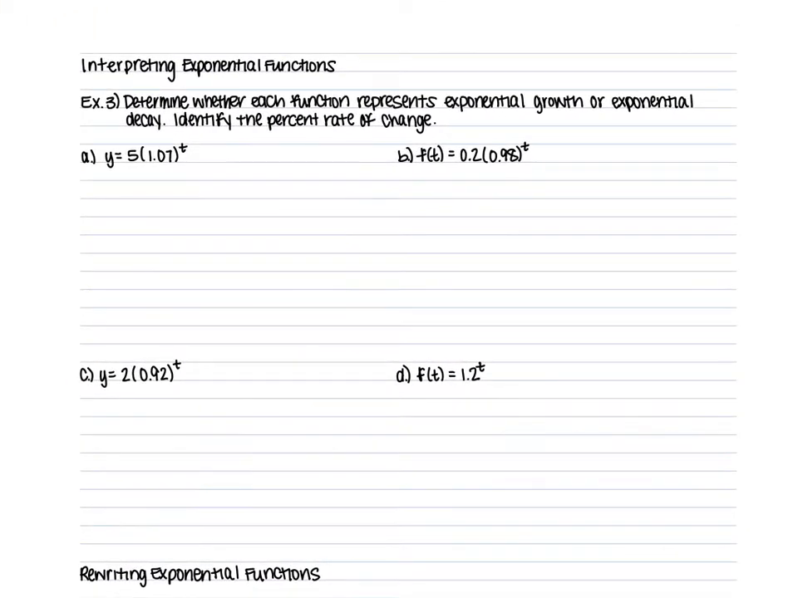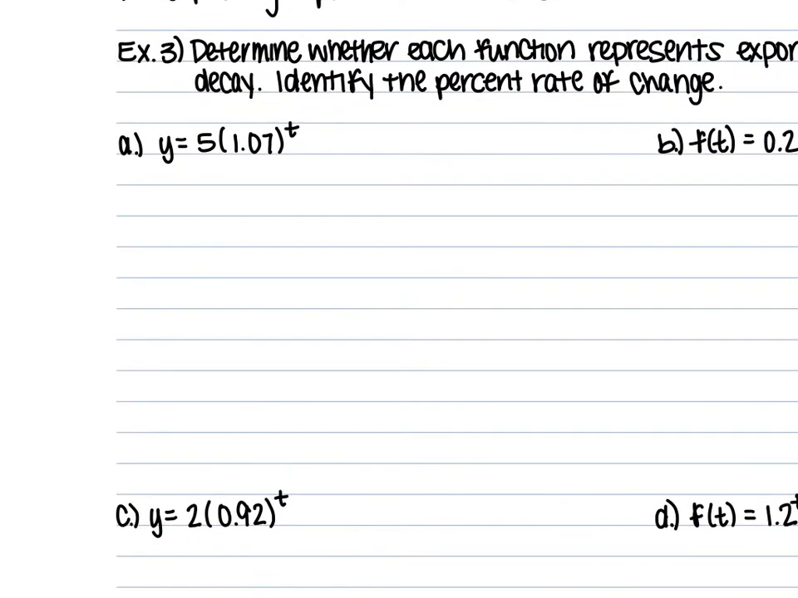For our next part, we're determining whether each function represents an exponential growth or exponential decay and identifying the percent of change. With these, the number that's in the parentheses that's being raised to the power of your time tells you whether or not you have a growth or decay. If it's greater than 1, you have a growth. If it's less than 1, it's a decay. If we look at example A, you have y is equal to 5 times 1.07 to the power of t. So what's the number inside the parentheses that the t is being raised to? That 1.07. 1.07 is greater than 1, so we have a growth.